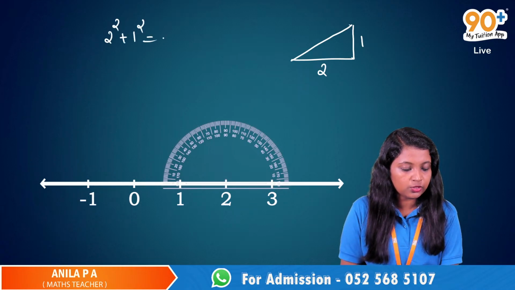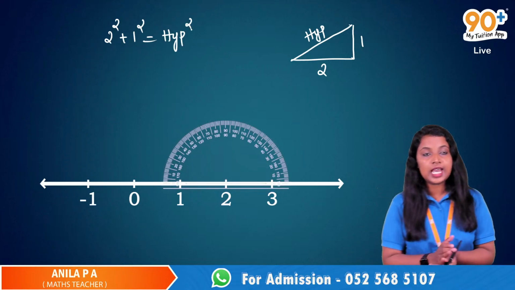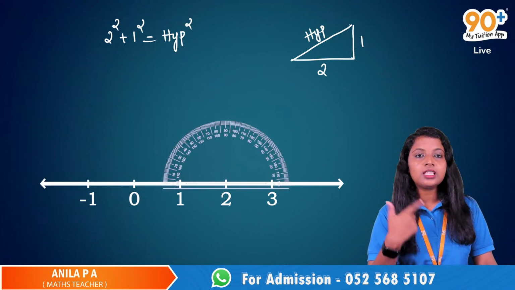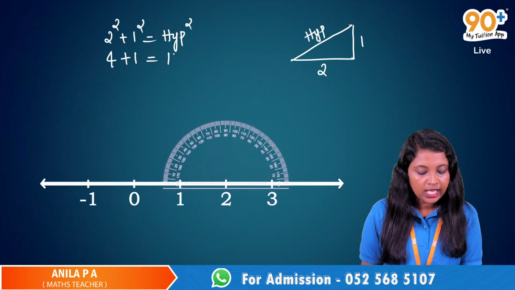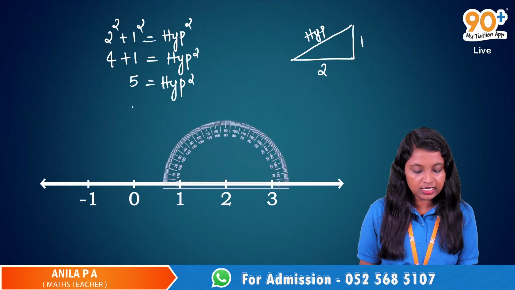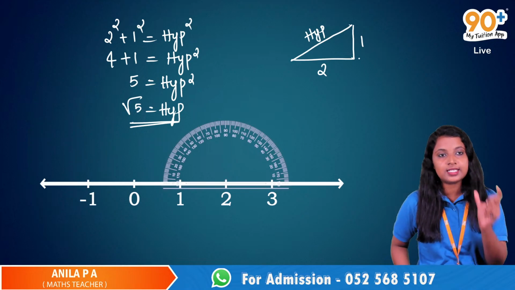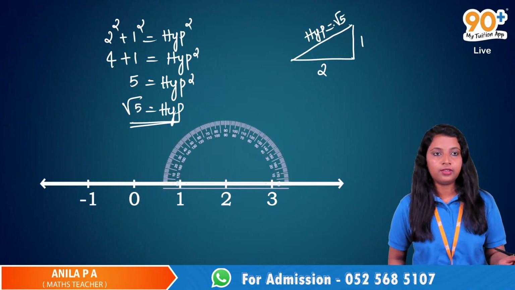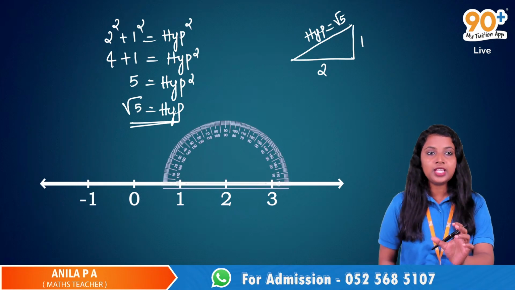So that 2 square plus 1 square is equal to the hypotenuse square, using Pythagoras theorem. Pythagoras theorem says that base square plus altitude square is equal to hypotenuse square. So 2 square plus 1 square is equal to hypotenuse square, that is, 4 plus 1 is equal to hypotenuse square, 5 is equal to hypotenuse square, and root 5 is equal to the hypotenuse. So we are taking 2 as the base and 1 as the height just because we need to get the hypotenuse as root 5. That is the only reason why we are taking 2 centimeter as the base and 1 centimeter as the height.